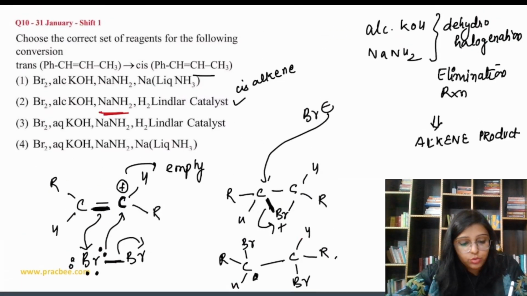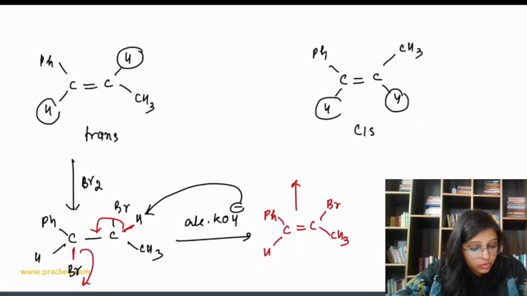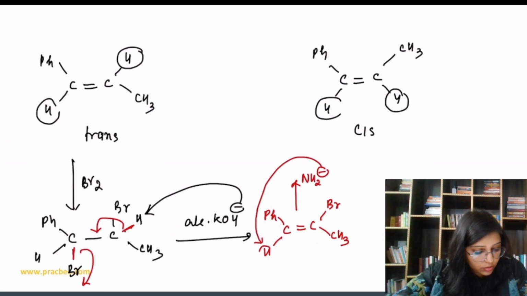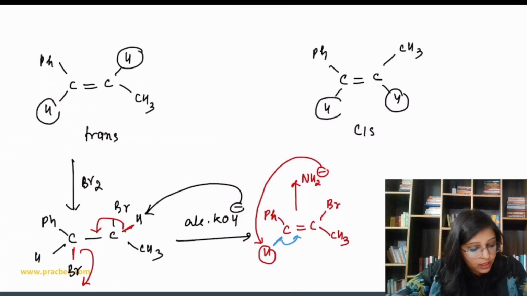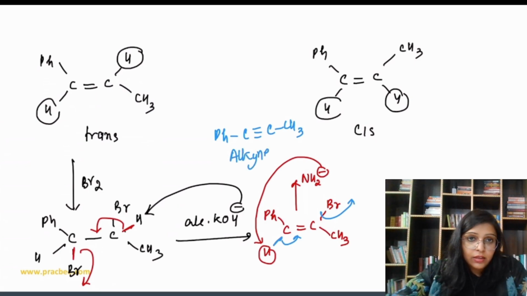Now next we have NaNH2. So NH2 negative takes this hydrogen. The electron of this bond shifts over here, and Br leaves. So this is also part of elimination. So we get phenyl, C, triple bond C, and CH3. So we get alkyne. Now we have to convert alkyne to alkene.